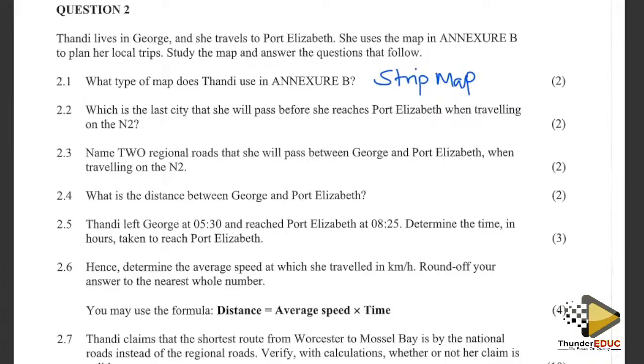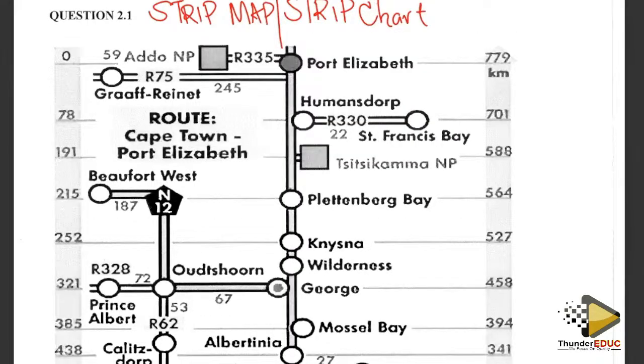Which is the last city that she will pass before she reaches PE when traveling on N2? So this is PE. So that means she's coming from down, coming up. She passes this town, the last town before she reaches. So it's this one here, Human Drop.